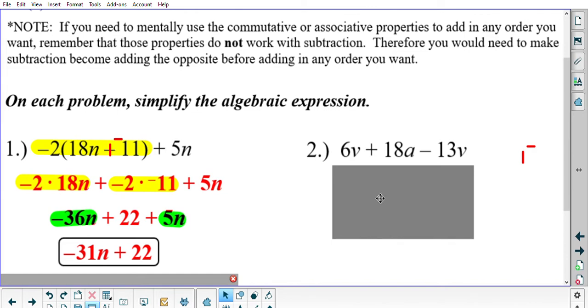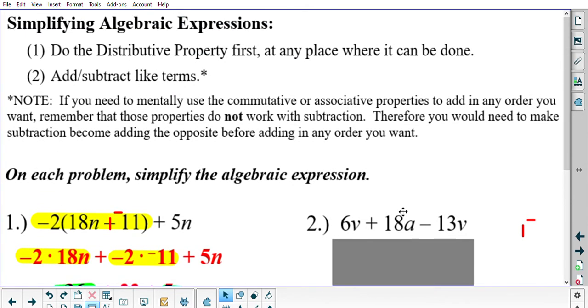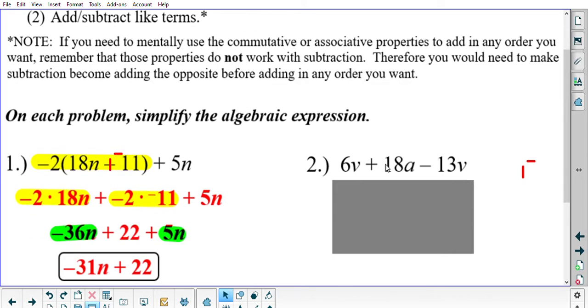All right, problem number 2. First thing we look for is, do we have any place we can do the distributive property? No. There are no parentheses and a multiplier outside of parentheses. It doesn't exist here in number 2. Therefore, there is no distributive property to be done at all. We can now move right away to looking for like terms.